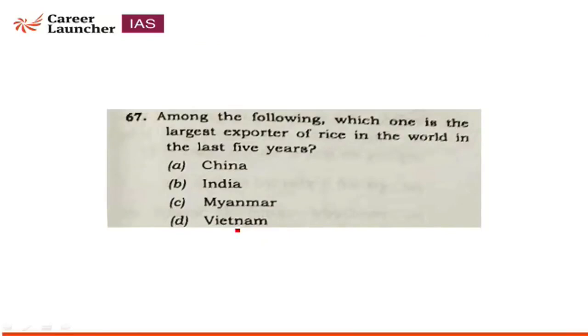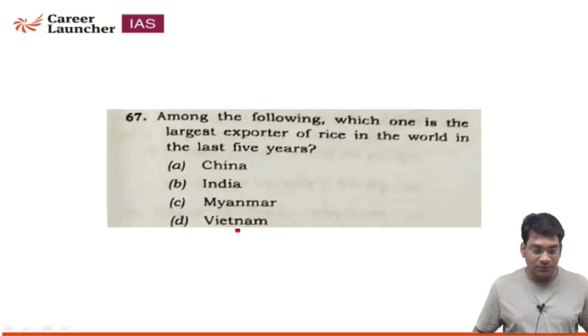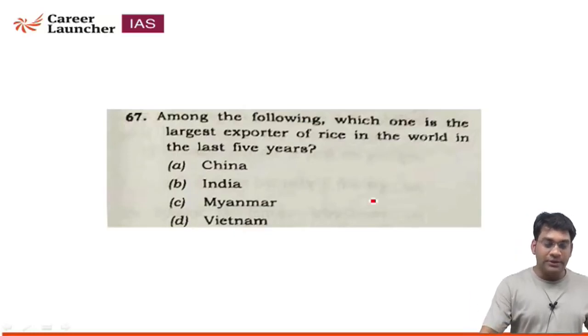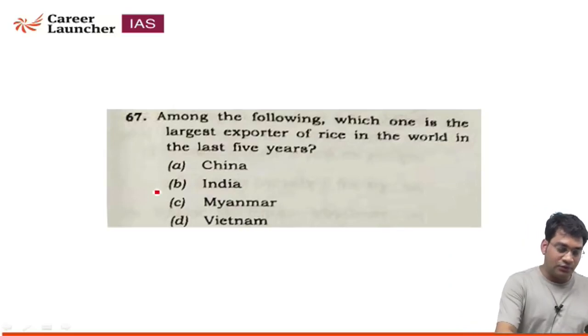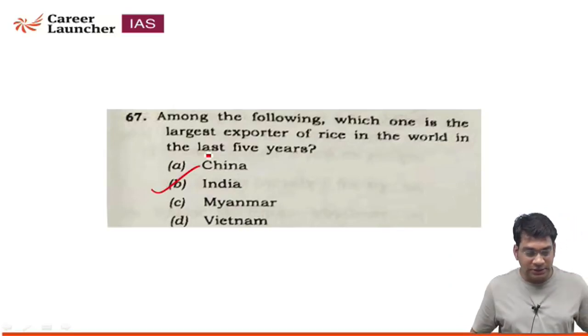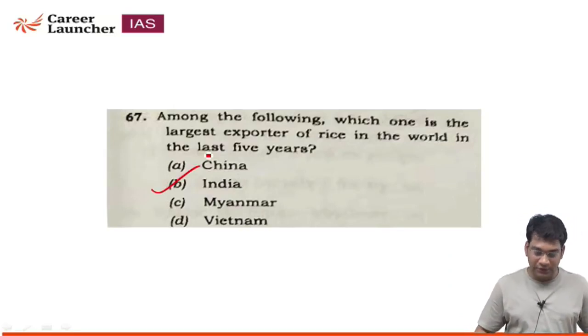Question number 67: among the following, which one is the largest exporter of rice in the world in the last 5 years? Students, I am a little confused about this question. I am not so sure, but I will go for India. India is the largest exporter of rice in the world in the last 5 years.